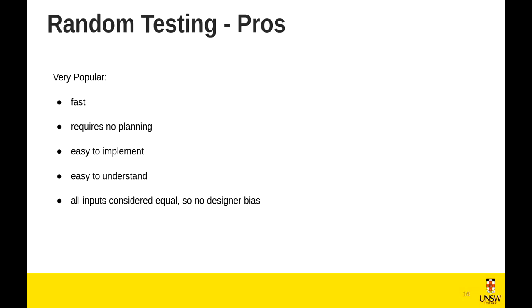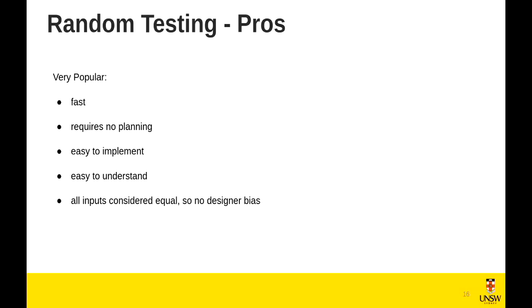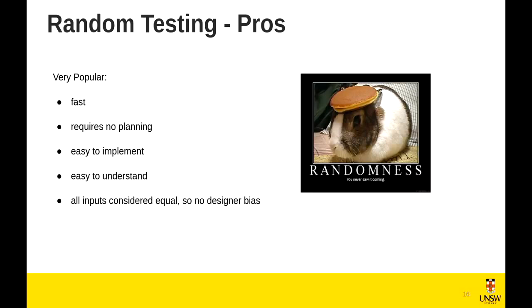And the most important thing here is that all the inputs for random testing are considered equal, and there's no designer bias. Sometimes, when we try to build heuristic-based algorithms, our heuristics may not be valid, may not be true. That is called designer bias. We think, okay, it should work like this, it should work like that. But this may introduce some bias and lead to bad results. And remember, this is important. We will cover designer bias later in this lecture as well. And you can see that randomness is good.